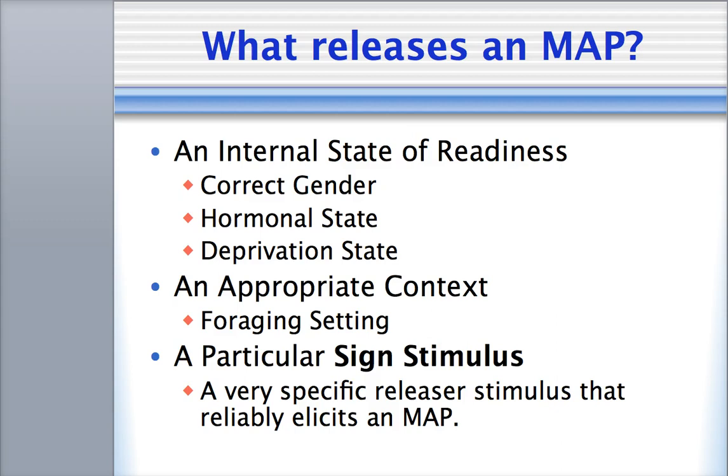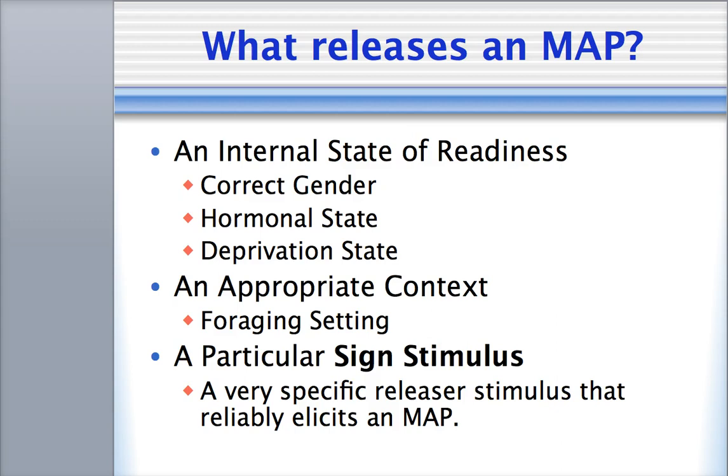So for example, modal action patterns may only appear in one gender. They may only appear in males, or they might only appear in females. And so that would mean that you have to have the right gender in order for you to get the behavior.